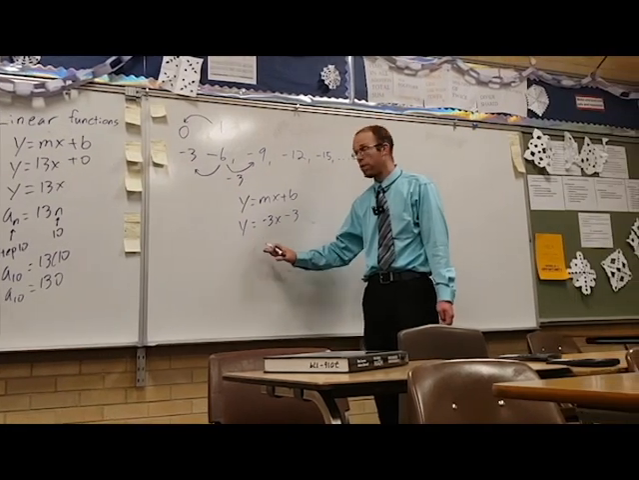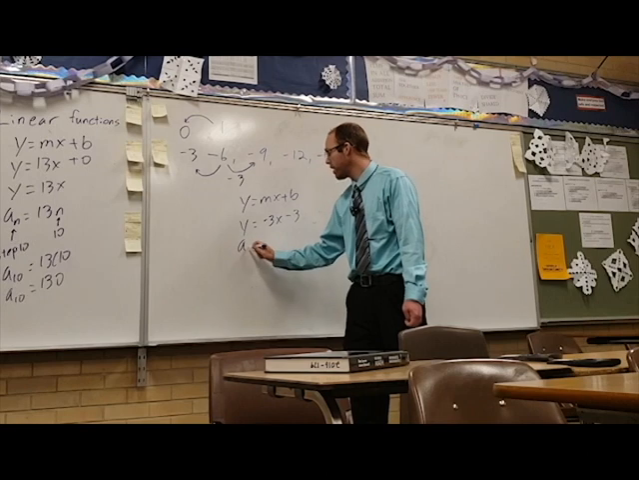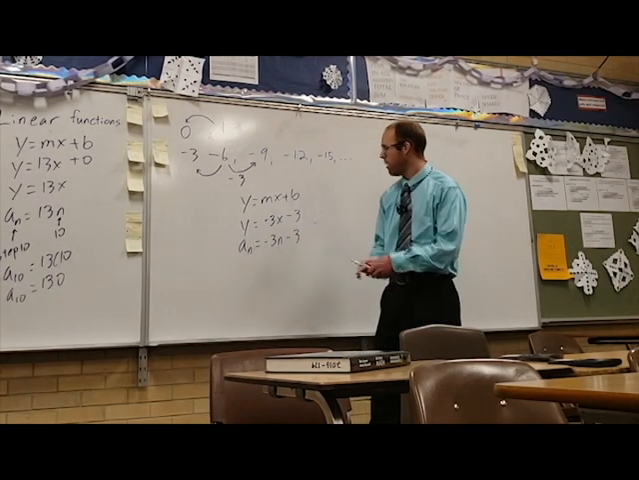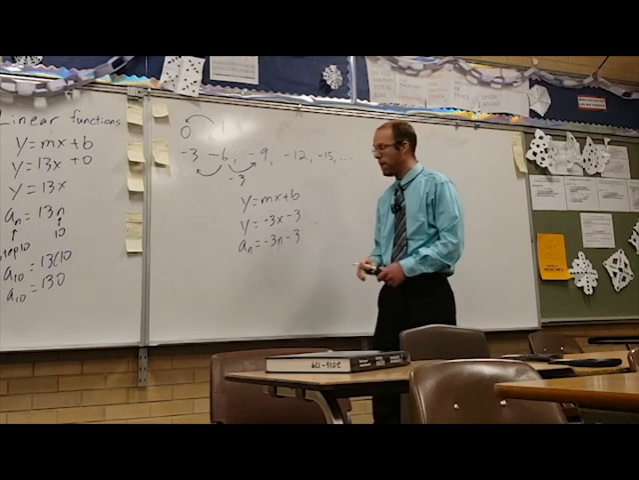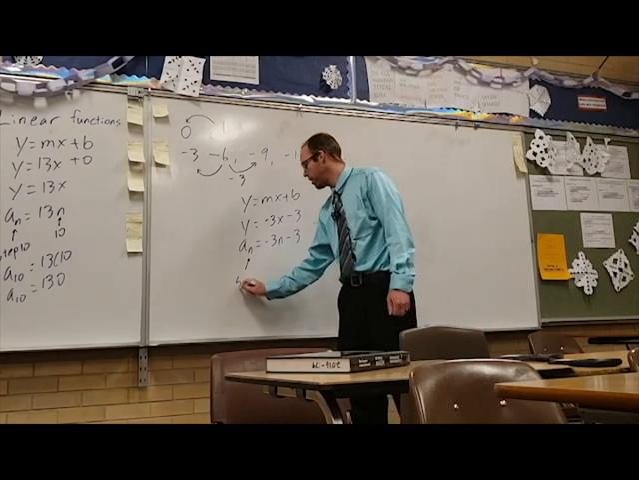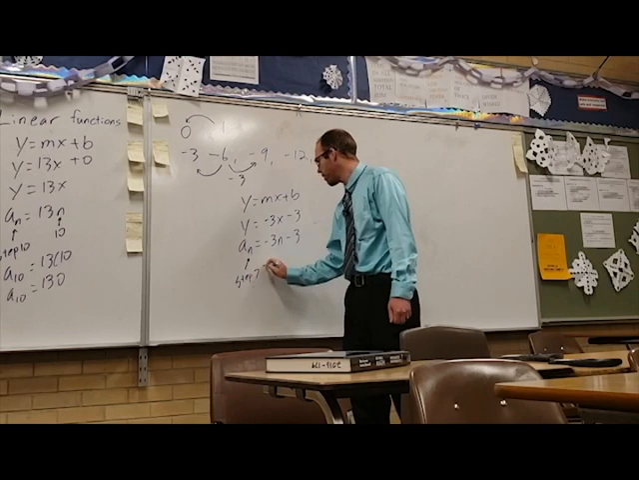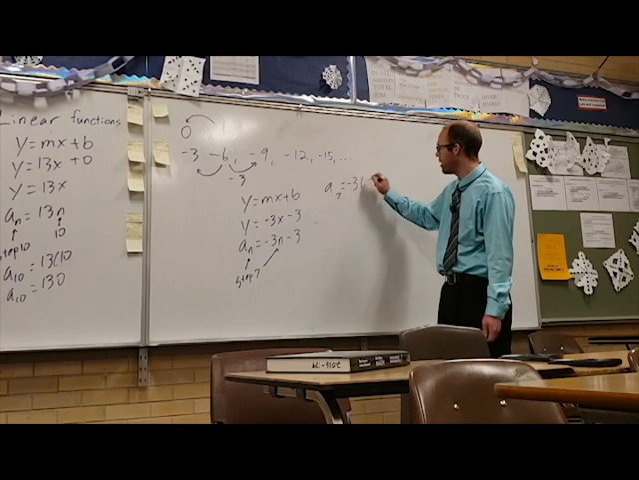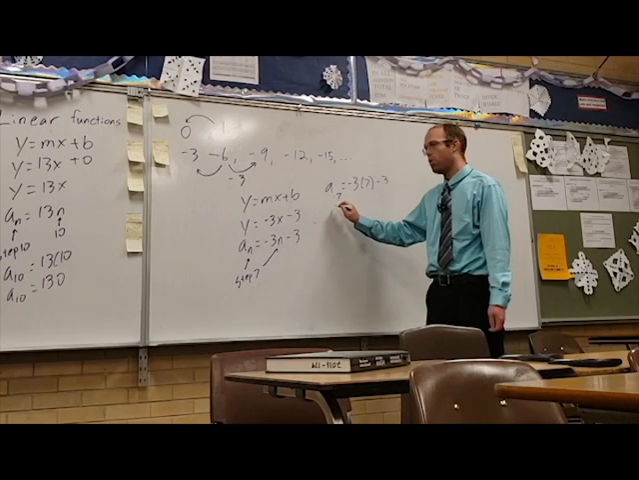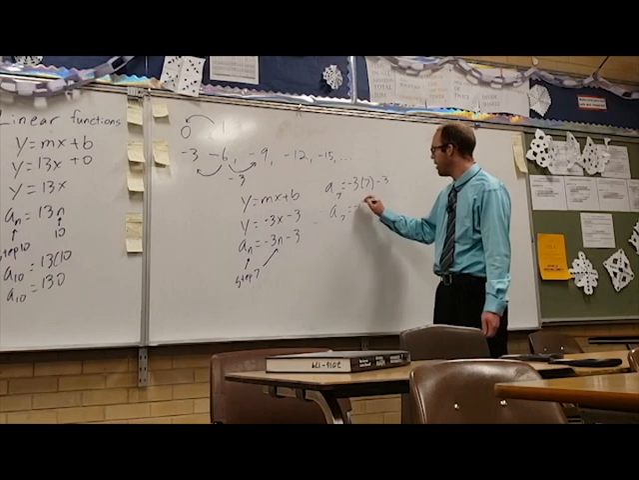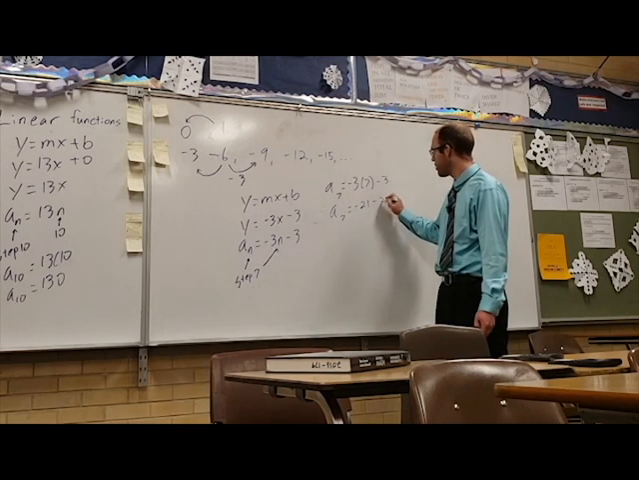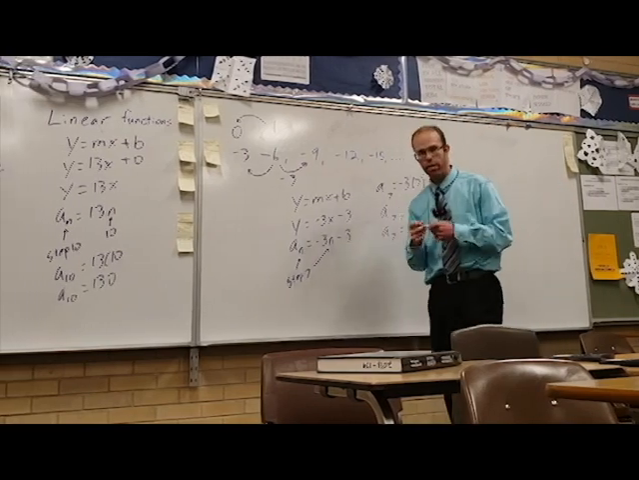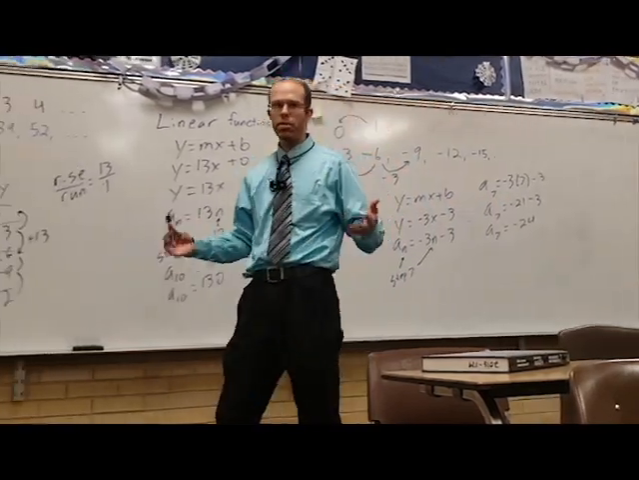Changing this to sequence notation, our y has been replaced with a sub n, and our x has been replaced with n, and we're done with our equation. Let's calculate for step 7. That would give us a sub 7 equals negative 3 times 7 minus 3, or a sub 7 equals negative 21 minus 3. A sub 7 equals negative 24. So we're done with our calculations, and that finishes up the step number.